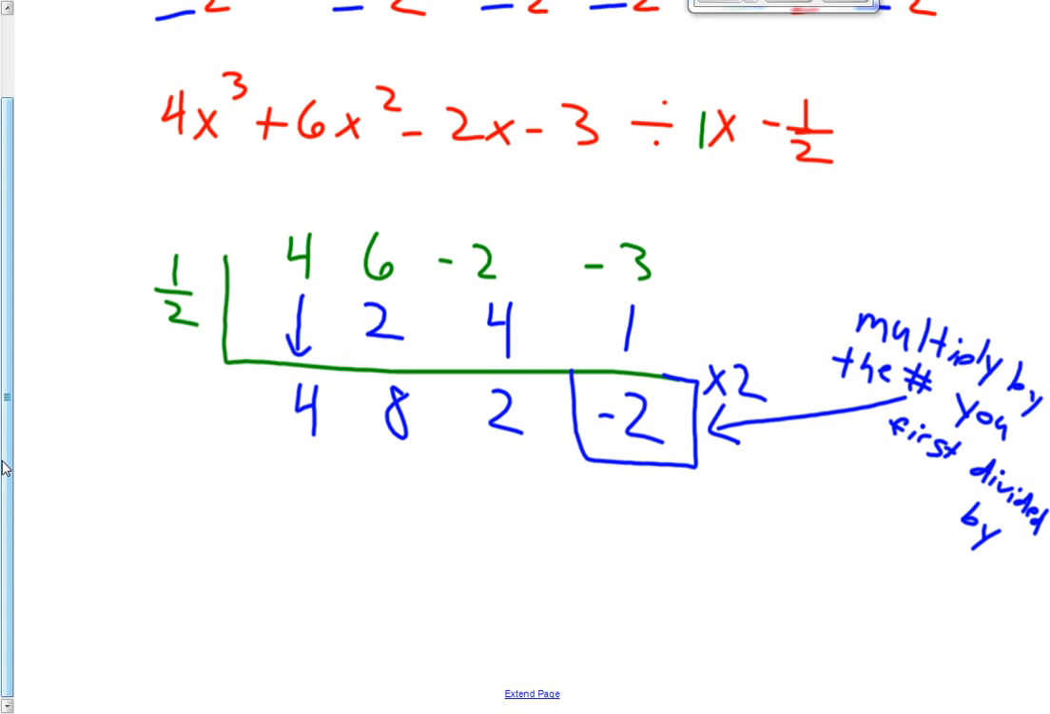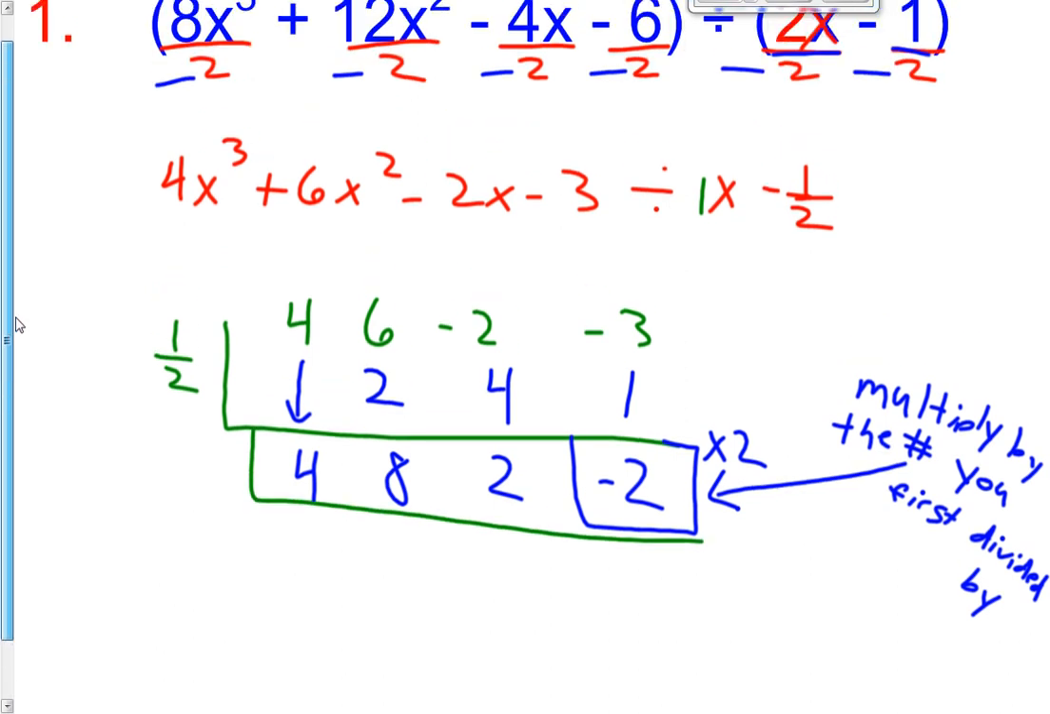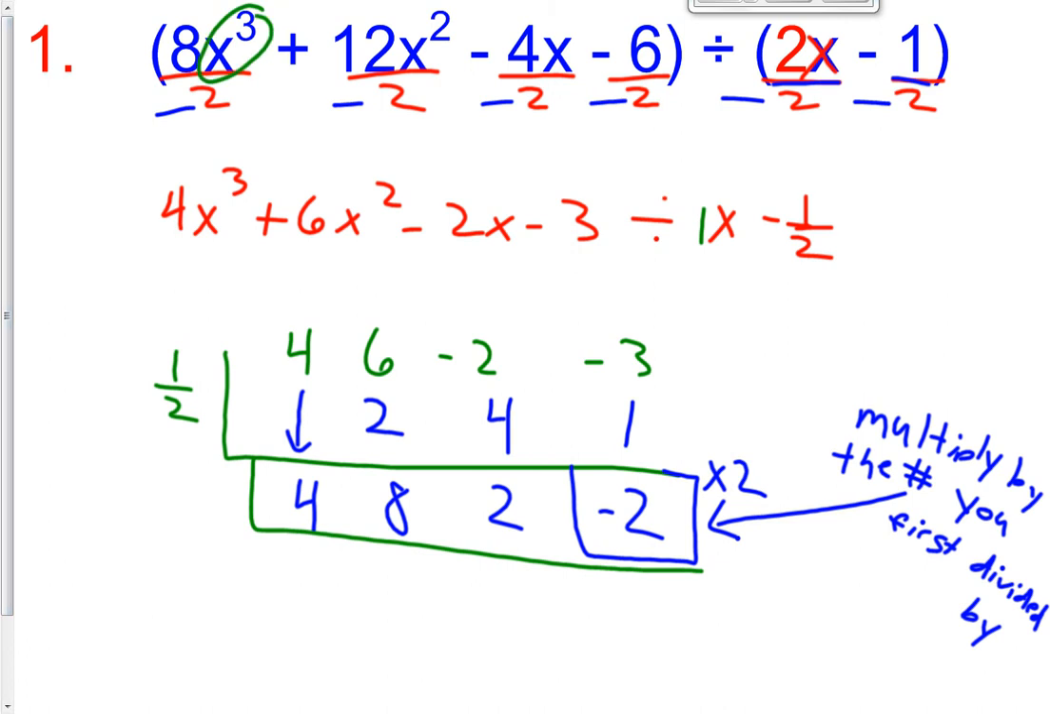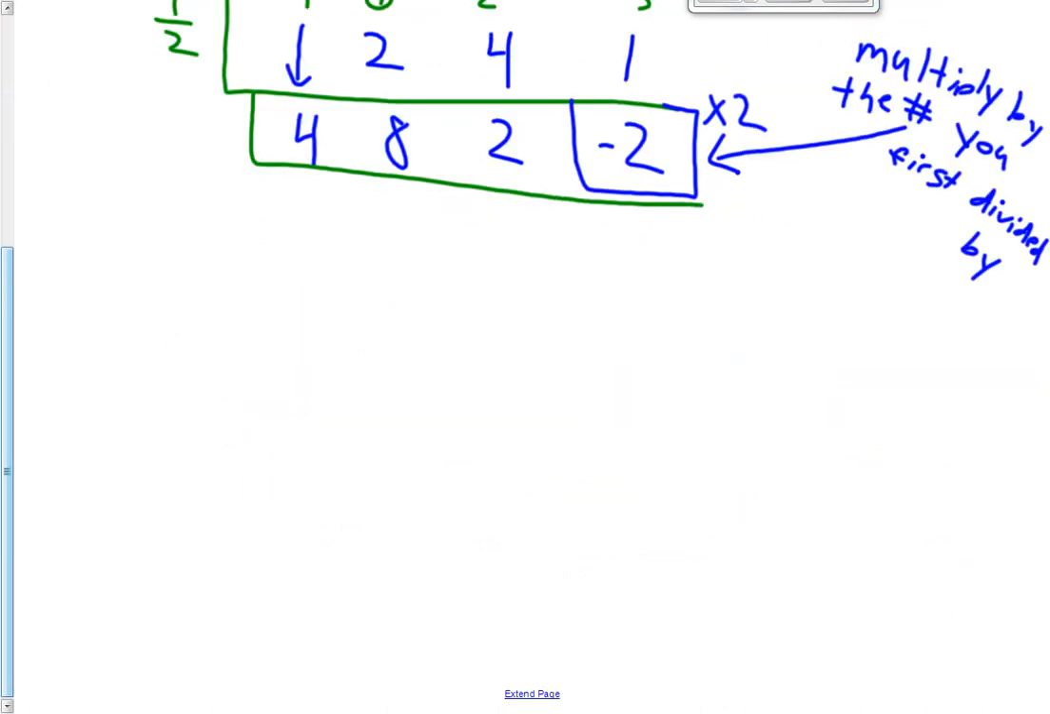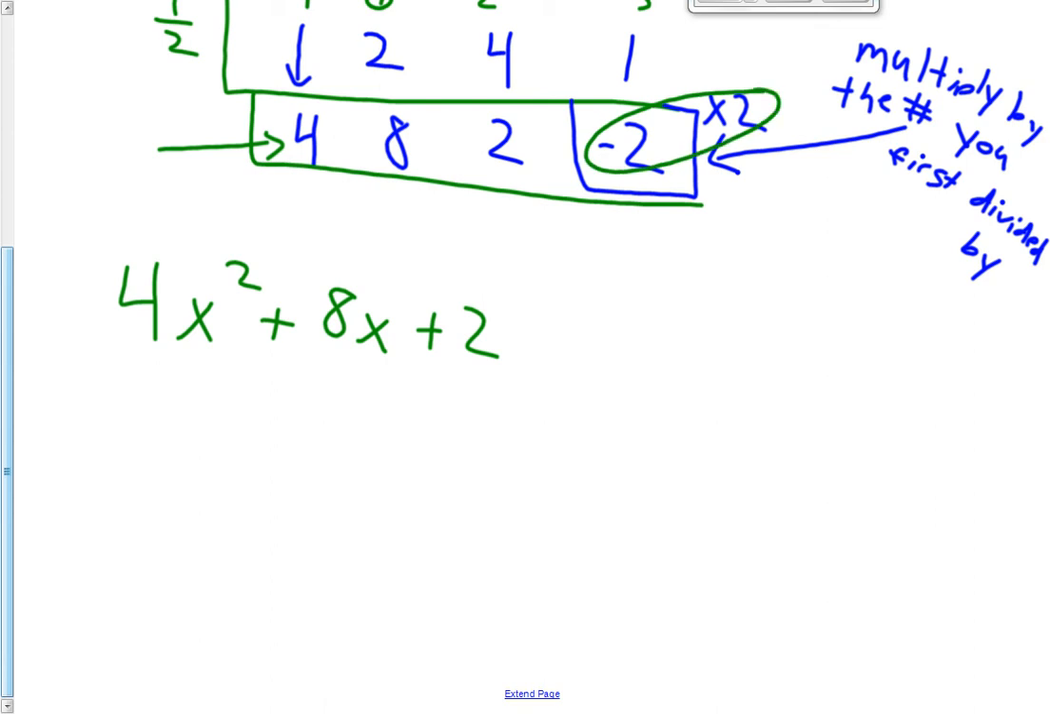So our numbers here represent the coefficients for one power down from the highest power of x. The highest power of x is x to the third. So x squared, there are 4 of them because that 4 represents how many x squared terms there are. So 4x squared plus 8x plus 2 with the remainder of a negative 2. We have to multiply by the number we first divided by, which is 2. So negative 2 times 2 is a negative 4.